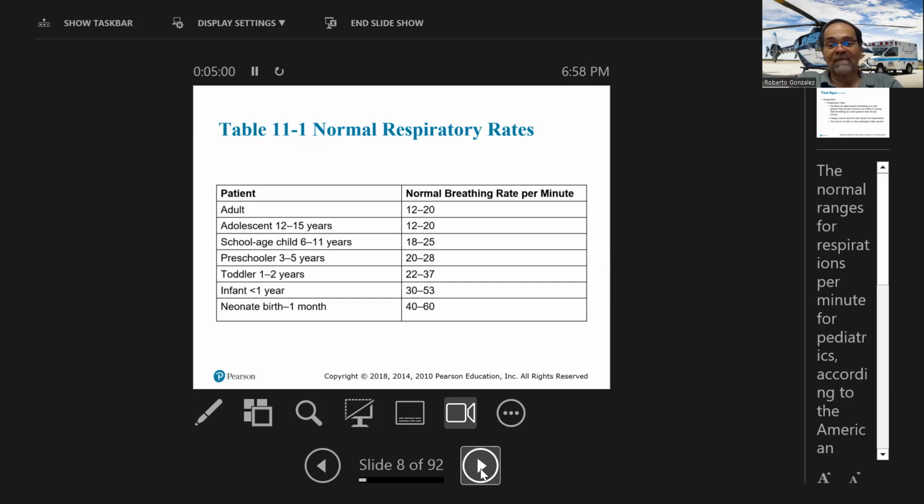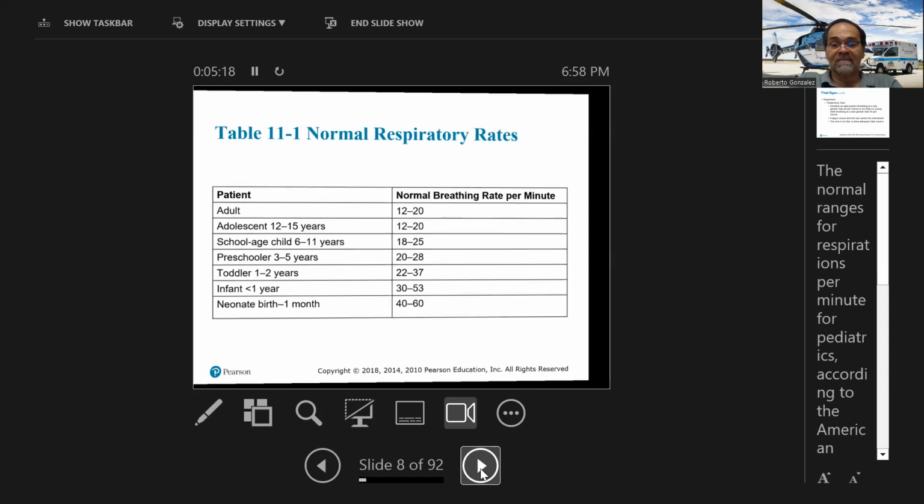Preschoolers, 3 to 5 years of age, 20 to 28. Toddlers, 1 to 2 years of age, 22 to 37. Infants, less than a year of age, 30 to 53. And neonates, from birth up to 1 month, 40 to 60 breaths per minute.